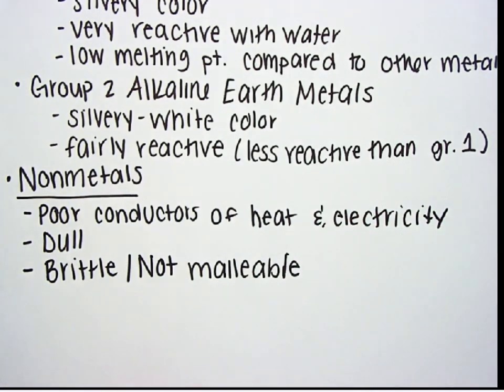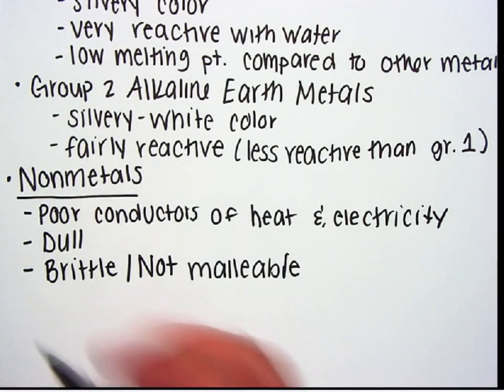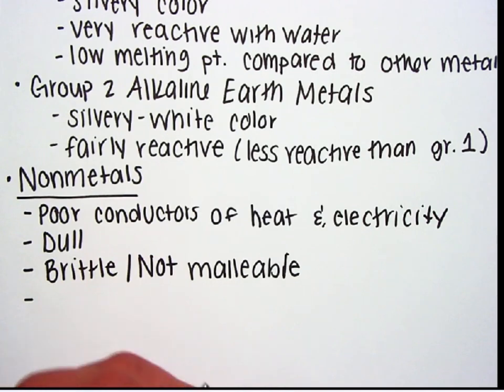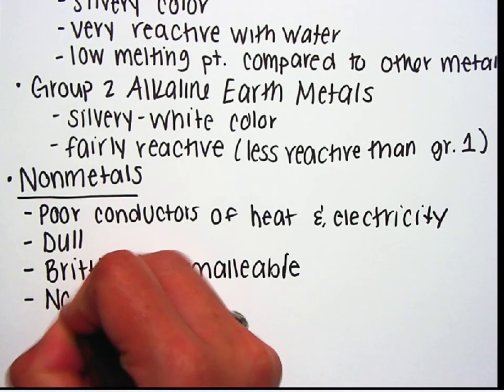So if we had a metal and we were to hammer it, we can flatten it into a sheet. If we had a nonmetal and we hammered it, it was going to break into a bunch of pieces because nonmetals are very brittle. Metals are ductile. Nonmetals are not.